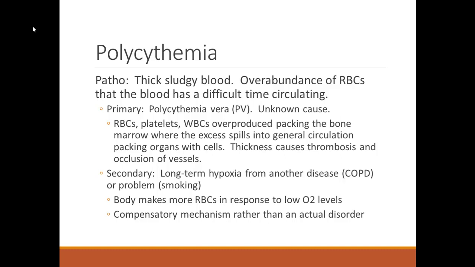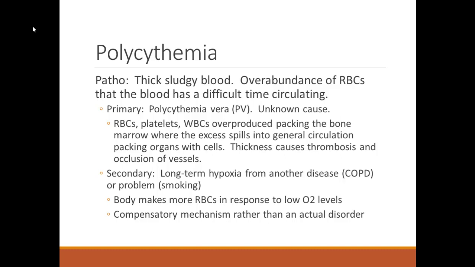Polycythemia vera is a primary condition. It's an unknown cause. So the red blood cells, the platelets, and the white blood cells are overproduced in the bone marrow. So then the bone marrow can only hold so much. So once that is saturated and has too many, it's going to spill over and go into circulation, and then the organs are going to be filled with the red blood cells.